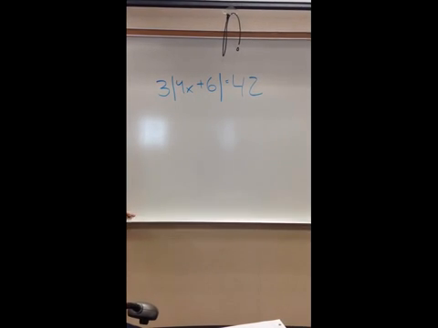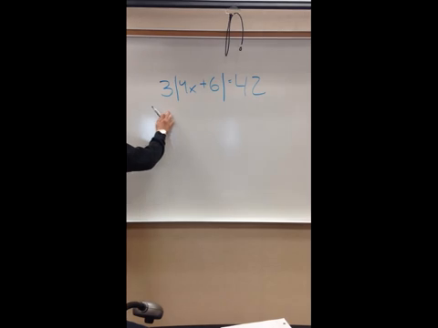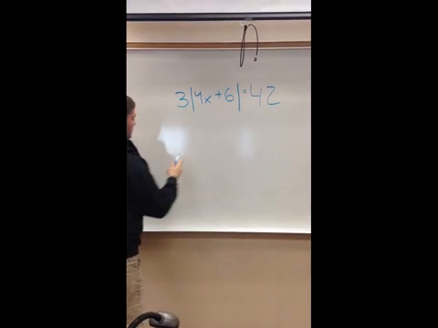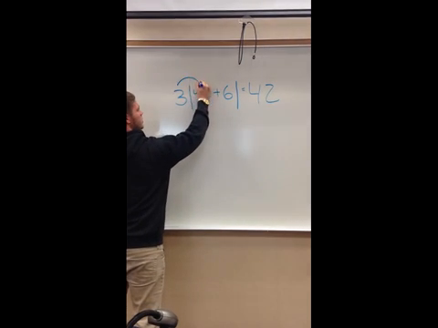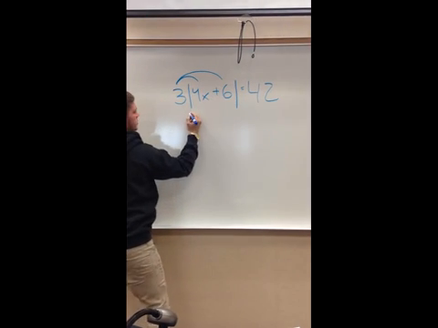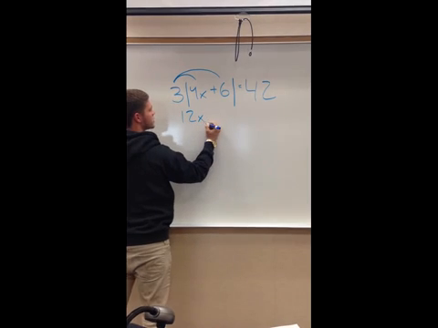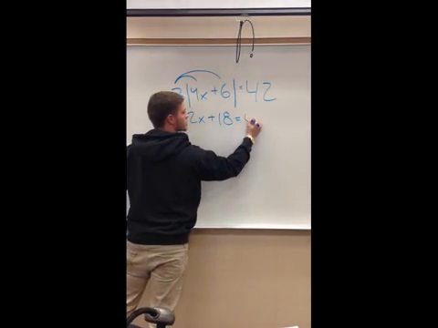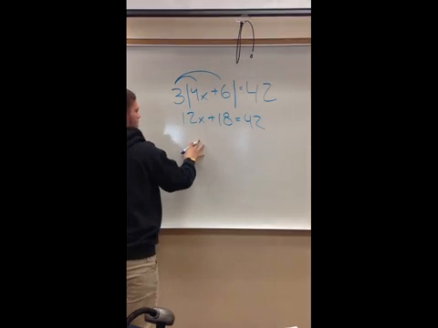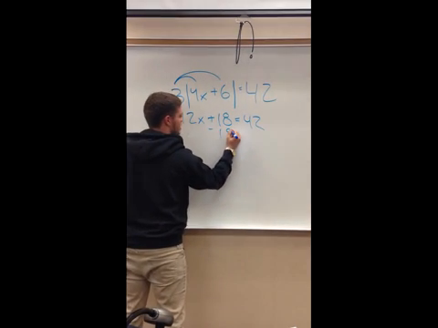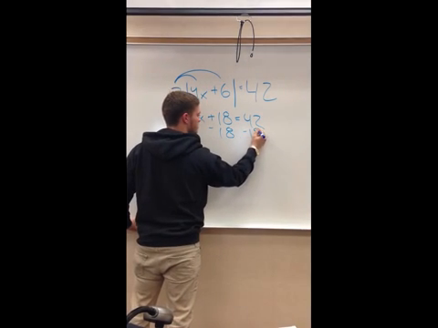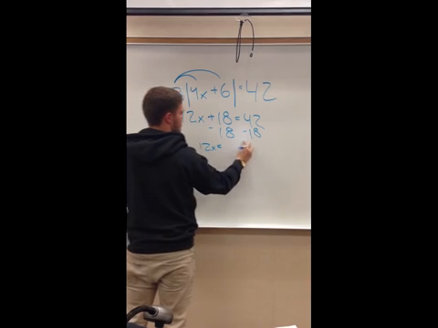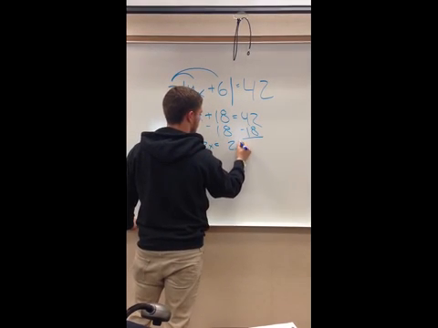Alright, so the next problem we're going to do on the how-to video is 3 times the absolute value of 4x plus 6 equals 42. So first we need to distribute this 3 into both numbers. So we're going to have 12x plus 18 equals 42. So we need to subtract 18. Make sure you take it from both sides. And you get 12x equals 42 minus 18 is 24.